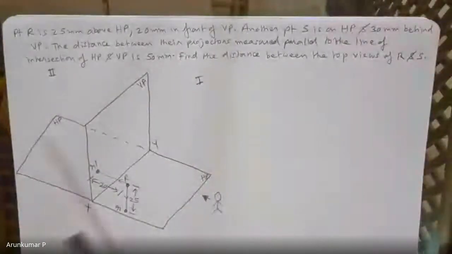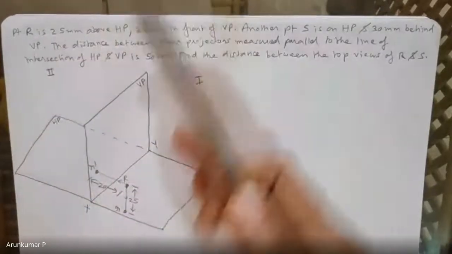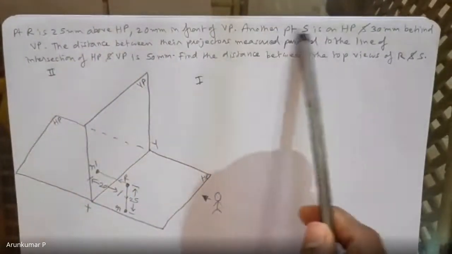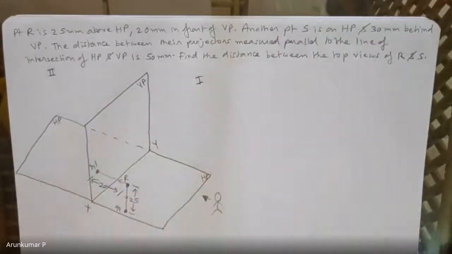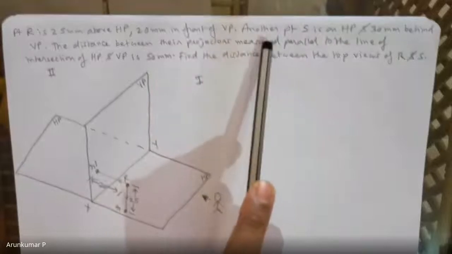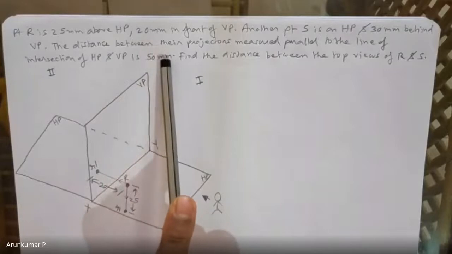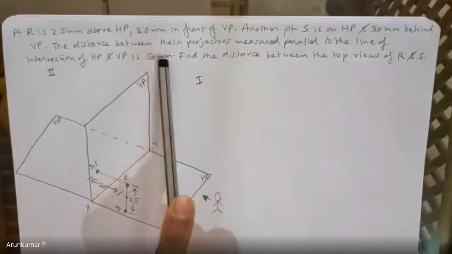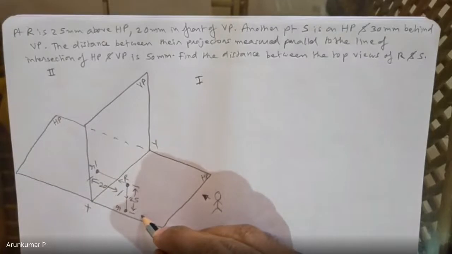Now, there is another reason why I have drawn it slightly to the left, or if I want I can draw it slightly to the right also, because there is another point S which is in the second quadrant, on HP and 30 mm behind VP. So the location of the point is given. Also, it is given that the distance between their projectors measured parallel to the line of intersection of HP and VP is 50 mm. This is important. This is what we should consider now. 50 mm. What is this distance? This distance 50 mm is this particular distance. I will show you.